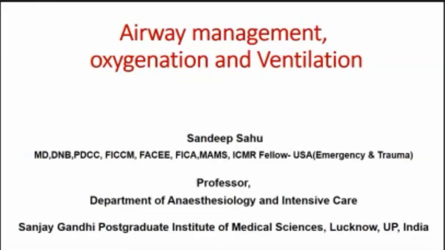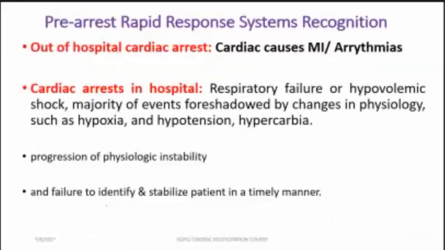How the system helps is a question. Out of hospital cardiac arrest, mostly the causes are cardiac in adults: MI, arrhythmia. In hospital cardiac arrest, where we serve, we are serving in a super duper tertiary referral research institute, and the patients are sick patients with one or two organ failures.